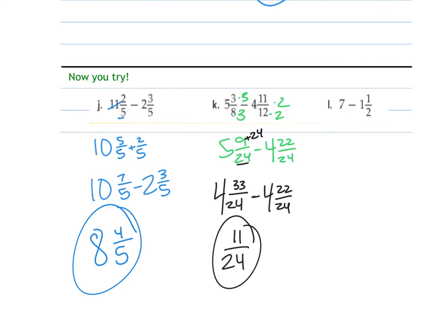Again, if I estimated it, this would be 5.5 minus 5, which would be 1/2 as an estimate, and 11/24 is pretty close to 1/2, so yep, that does make sense.